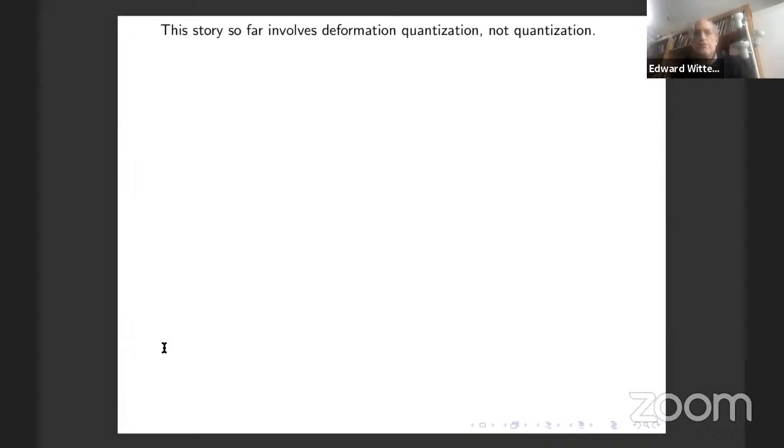Now, this story so far has involved deformation quantization, not quantization. But quantization is fundamentally not the same as deformation quantization. And the difference between them is extremely important. I try to not use the phrase quantization as a shorthand when I mean deformation quantization. But I have to admit that because the phrase deformation quantization has so many syllables, it's clumsy to avoid that shorthand sometimes.